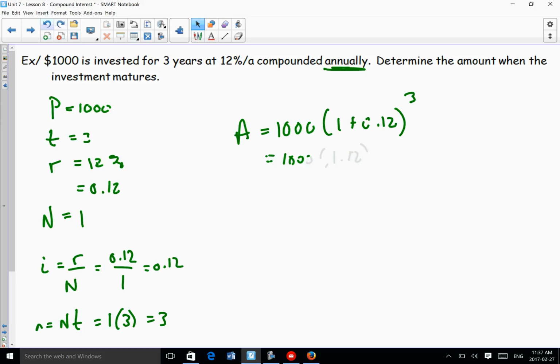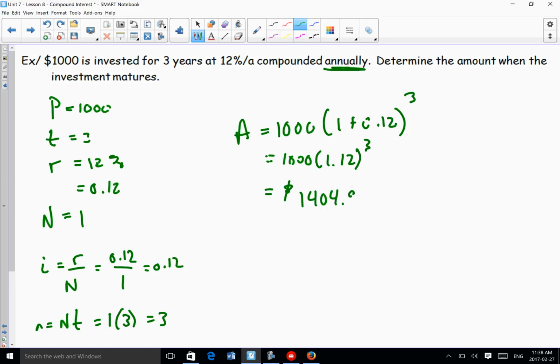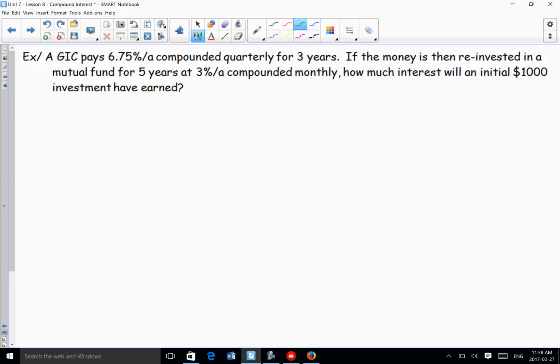Sorry guys, let me fix this writing. 1,000 times 1.12, not 1.0, to the power of 3. Into your calculator you go, and you should have $1,404.93. So it added about $400 in interest over that short period of time. Okay, we'll try another one.